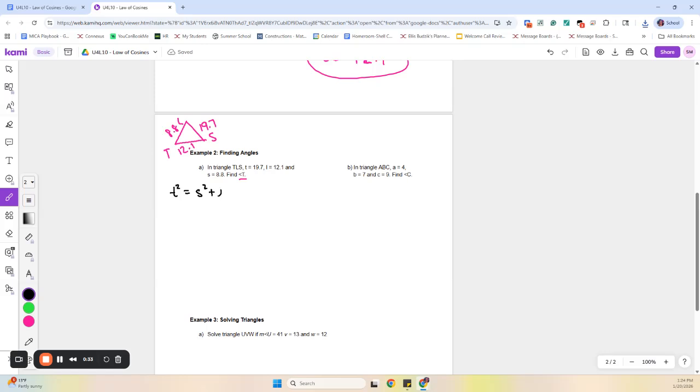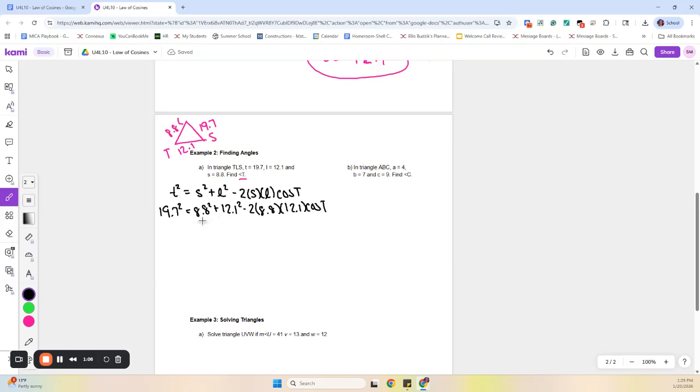So S squared plus L squared minus 2. And again, I'm going to use my S and my L, cosine of T, because those T's are going to be my bookends. Now I can plug everything in. I know what little t is. That's going to be 19.7 squared equals my S, which is 8.8 squared, plus my L, which is 12.1 squared, minus 2 times S, 8.8, times L, 12.1, cosine of, I don't have capital T, so that stays capital T.